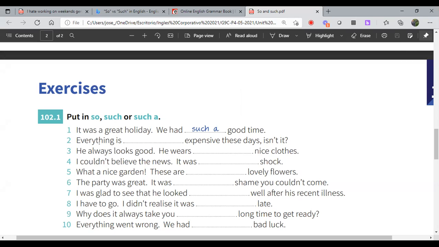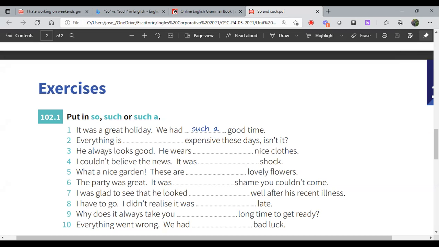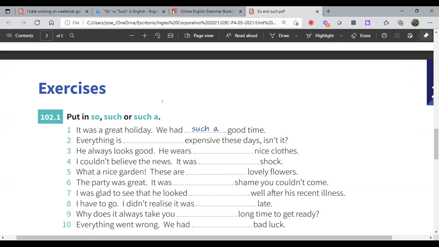Number two, le doy las dos opciones. Usted elija, ¿verdad? Y solo va a poner a la par del número si es so, si es such o sacha. Everything is so expensive these days, isn't it? Everything is such expensive these days, isn't it? Y la traducción yo se la puedo hacer de la siguiente manera. Todo es tan caro estos días. ¿No lo cree? ¿No crees? That's the translation mode.